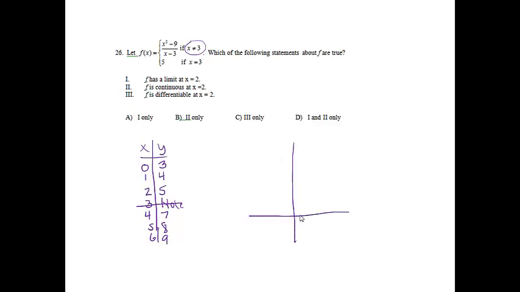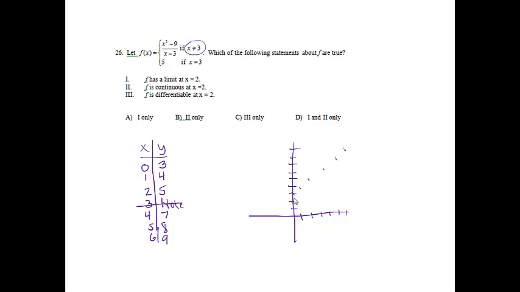Let's see here. So 1, 2, 3. Okay, so 0, 3. And then 1, 4. And then 2, 5. And then 4. Skip 3, 4, 7, 5, 8, and then 6, 9.